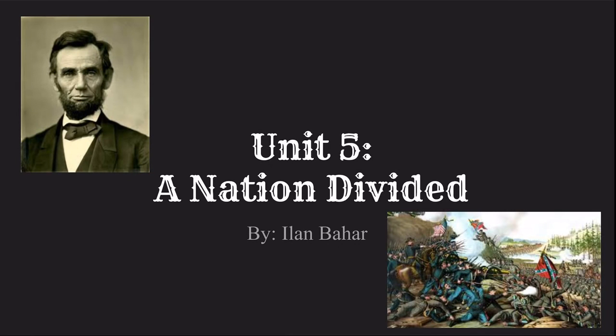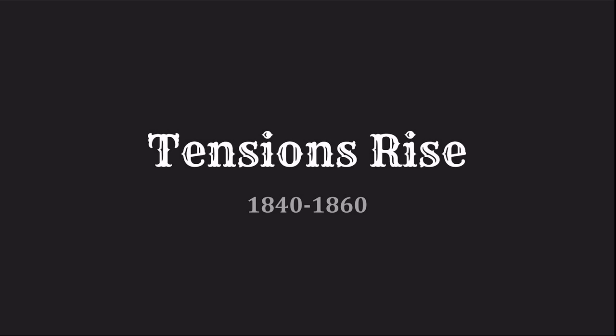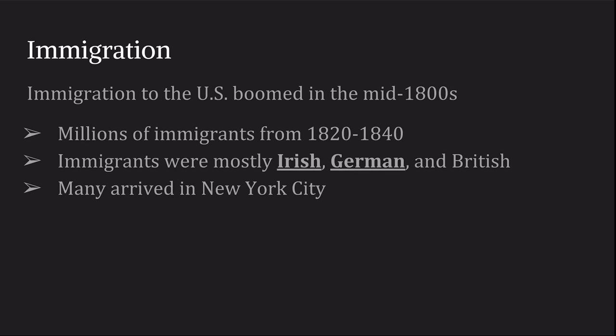Okay, so Unit 5, A Nation Divided. Tensions rise, 1840 to 1860. So in the mid 1800s, immigration boomed. There were millions of people coming to America.